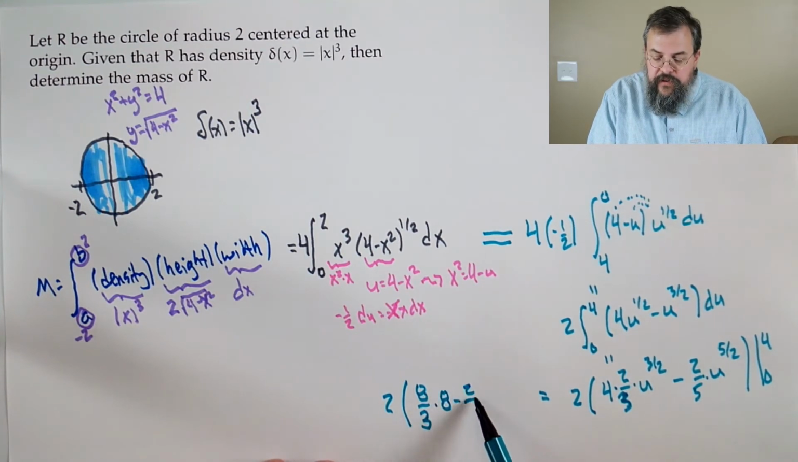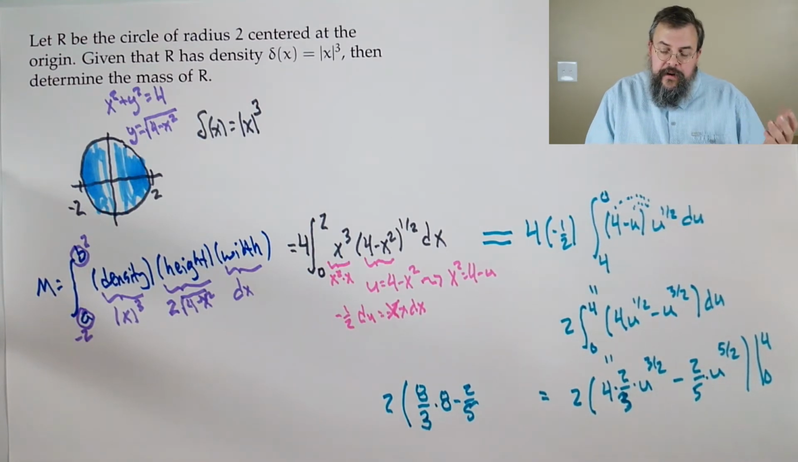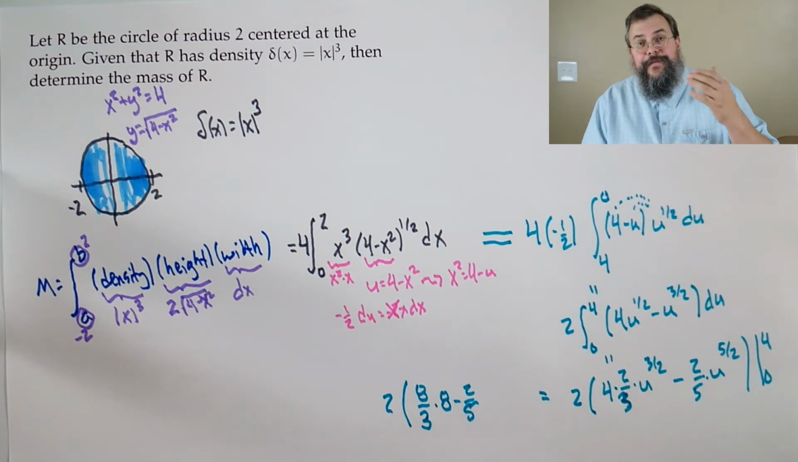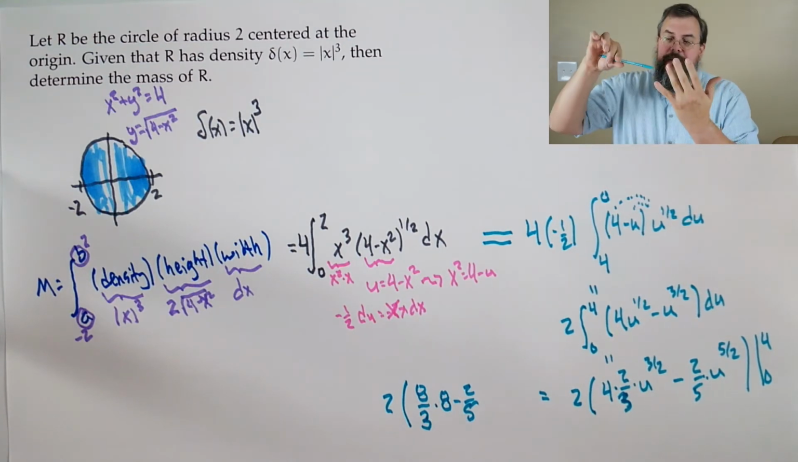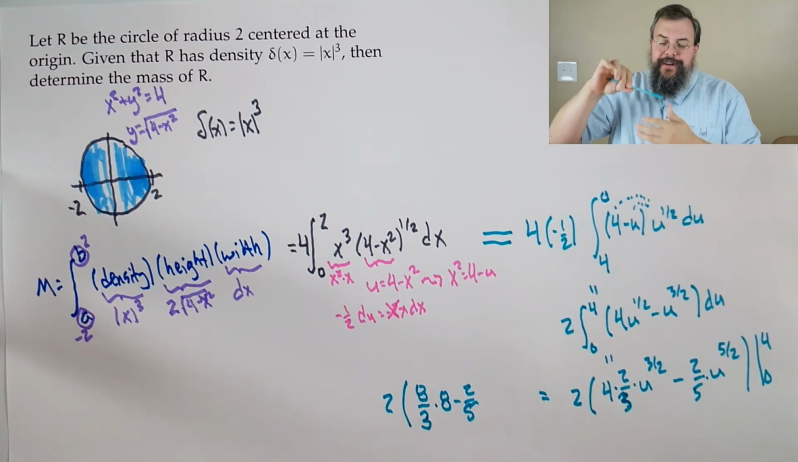Minus 2/5 times 4 to the 5/2. Now, we say, well, 4 to the 5th, that's 1,024, and the square root of 1,024 is 32. Of course, the easier way to do it is say the square root of 4 is 2, and then 2 to the 5th, well, that's 2, 4, 8, 16, 32.